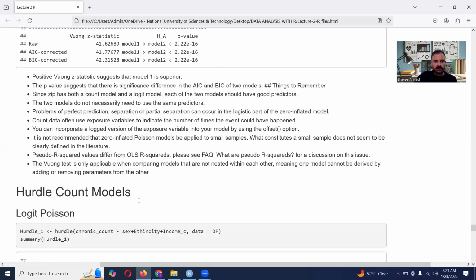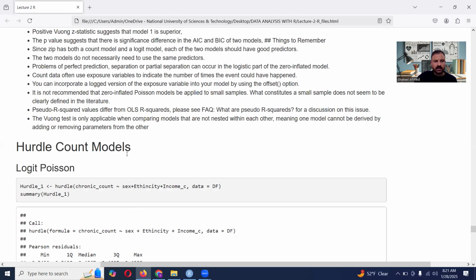So that's all about it. In the next video, I will discuss hurdle count models. That is a little different from the Poisson model, although the interpretation is almost the same.